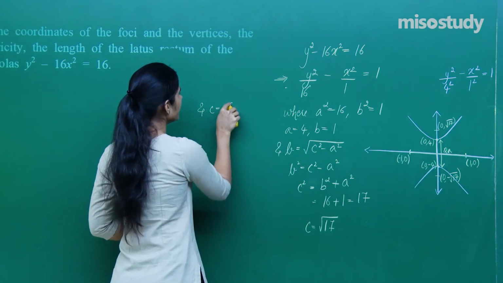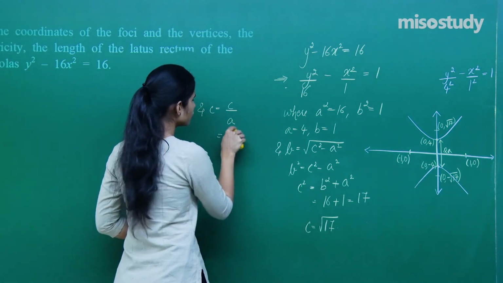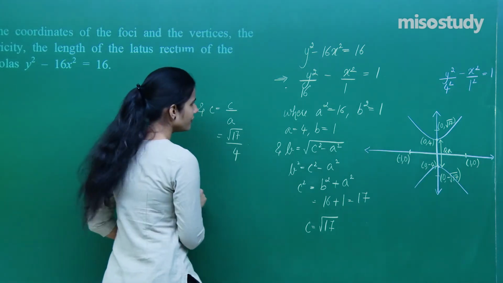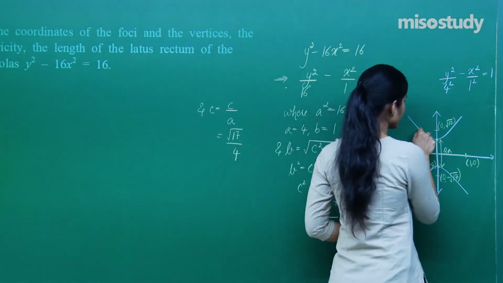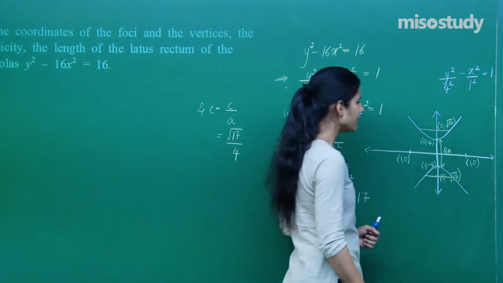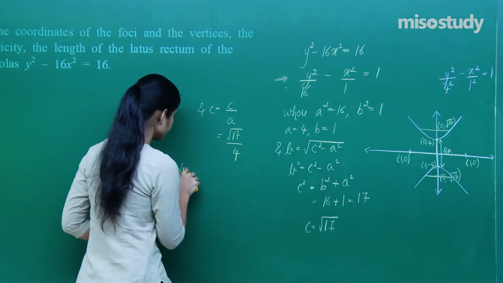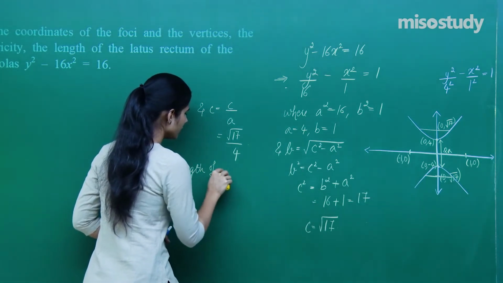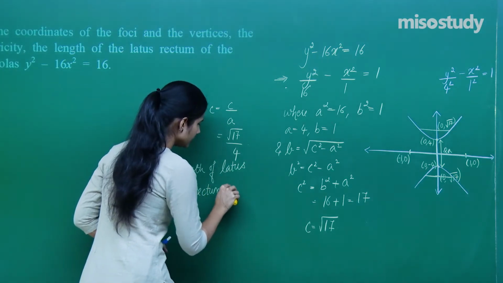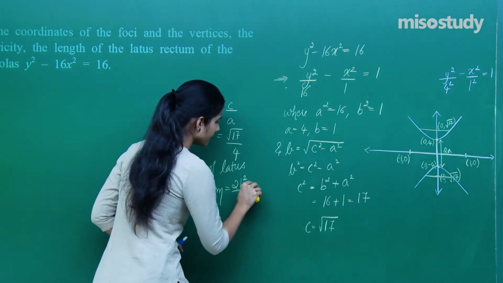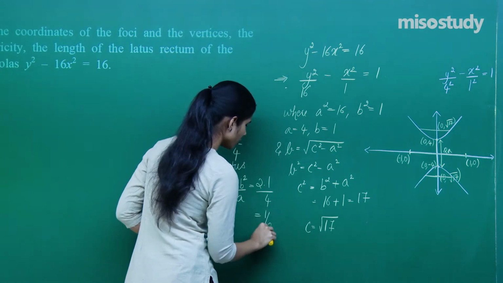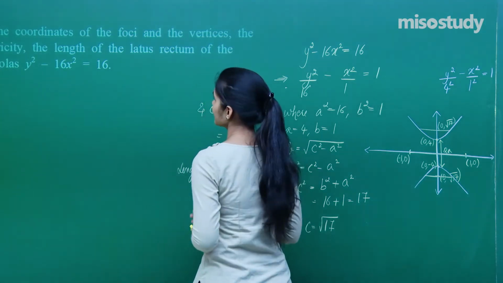Eccentricity is given by c upon a. C is coming out to be root 17. A is 4. So this is my eccentricity. Length of latus rectum. If I talk about the latus rectum, this is my latus rectum. Both the latus recta have exactly the same length. Length of the latus rectum is 2b square by a, that is 2 into b square, which is 1, a is 4, so this gives you 1 by 2. So now let's get back.